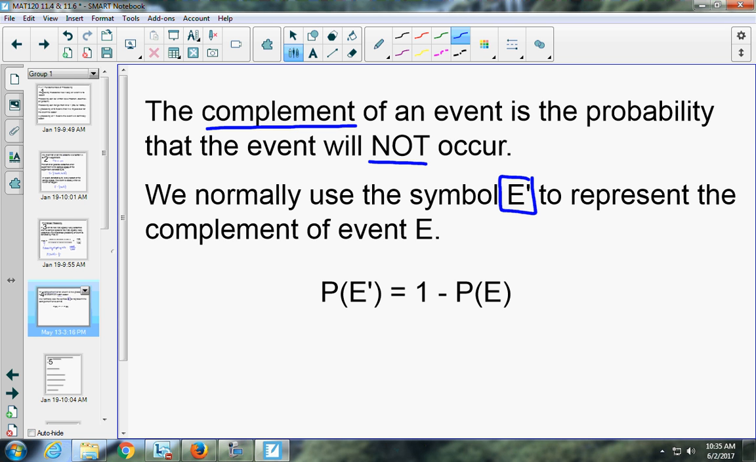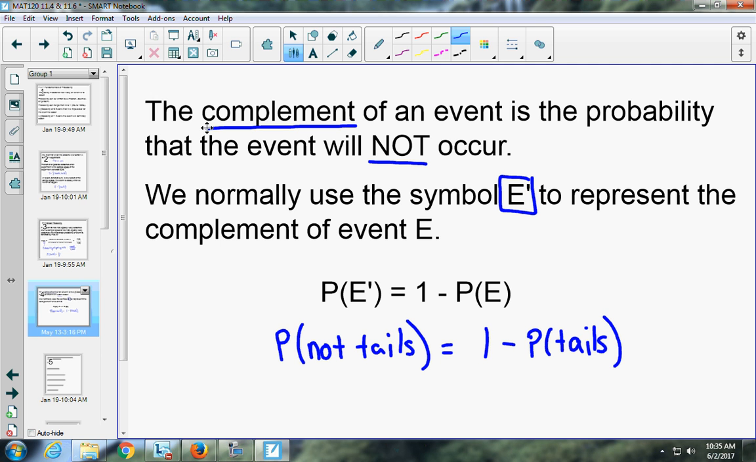We're saying all of the possibilities. And then we're subtracting the probability that it does happen. That way we're just left with the probability that it does not happen. So if we stick with that last example, we want the probability this time that it's not tails. So we would do 1 minus the probability that it is tails.